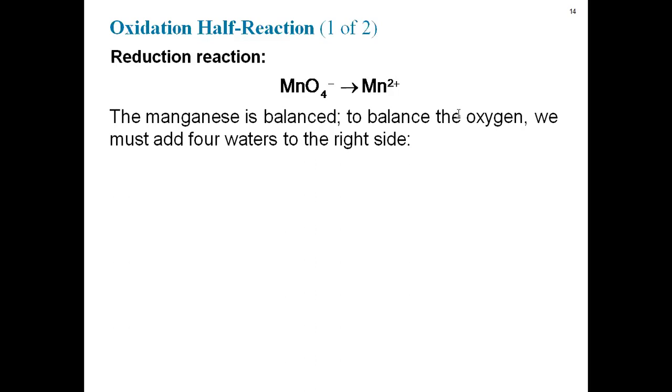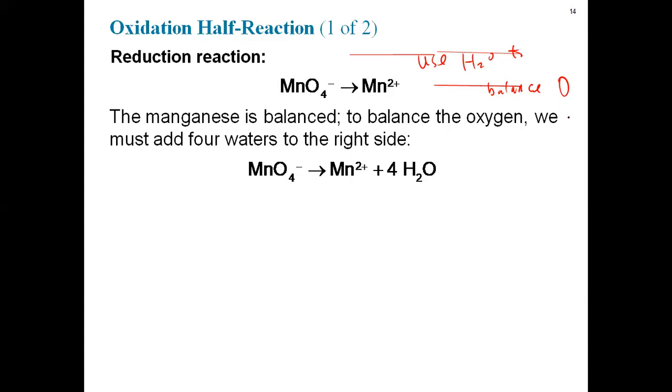So what do we use to balance the oxygen? We don't use O2, we use water. So we use H2O to balance oxygen, okay? We need 4 O on the right, so therefore we add in 4 H2O. Okay? The problem is when you add in H2O to balance the oxygen, you also add on the hydrogen, you add in the H.